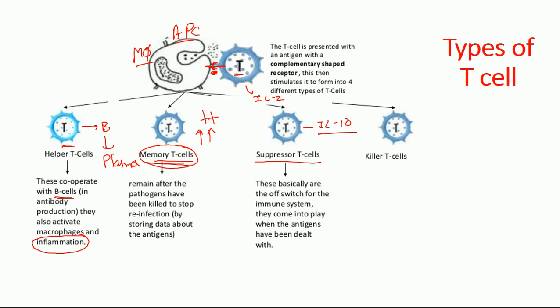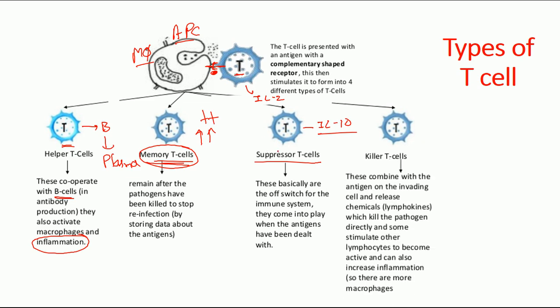The fourth type, killer T cells, are known as cytotoxic T cells, and they combine with the antigen and invading cells.